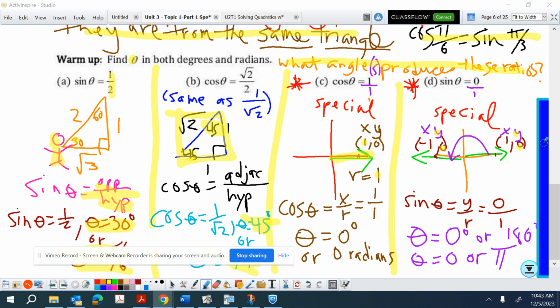So it is one of two angles. If I stay on the positive side of the x-axis, it's 0 degrees or 0 radians. If I rotate 180 degrees to the other side of the x-axis where the x values are negative, then that 180 degree rotation is obviously theta equals 180, or in radians it's going to be pi. So theta would be pi.